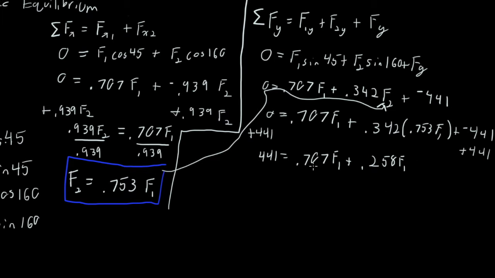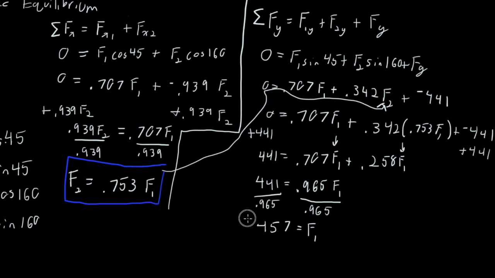8 F1. And now these are the same variable, that one, that one, so I can just add these together. And I get 441 equals 0.965 F1. And then I can solve for F1 by dividing both sides by 0.965. And I end up with 457 for my F1. That's my first answer. I can now take this number and plug it in for F1 in this equation and solve for F2.